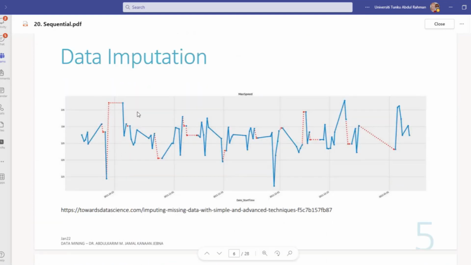Time series can also be used to do data imputation. You already know what imputation is, right? Where we calculate some value to replace a missing value. For example, look at this figure where you have a blue line, but we have some missing values. We have interruption of the collected data. Then you can also use time series to impute, to calculate the missing values, the ones in red, okay?